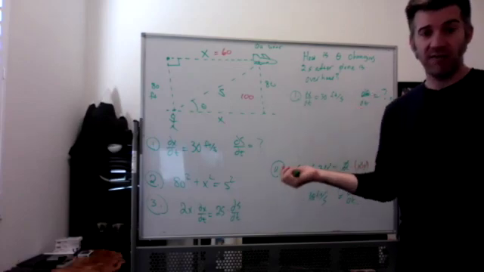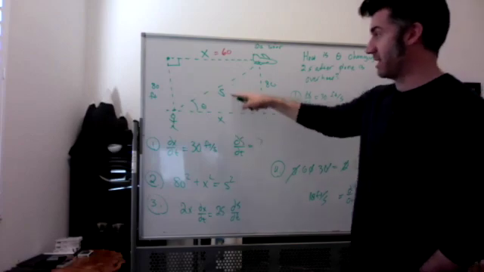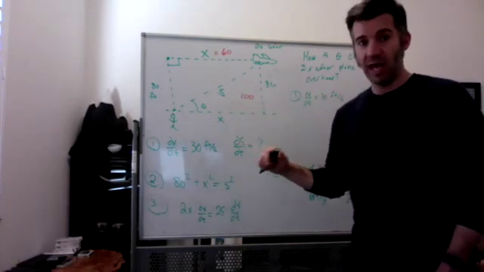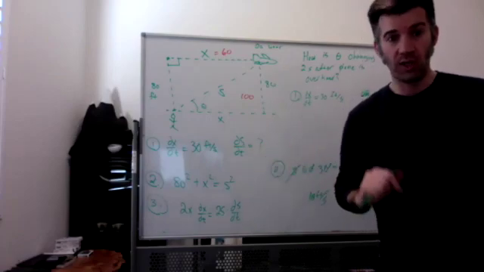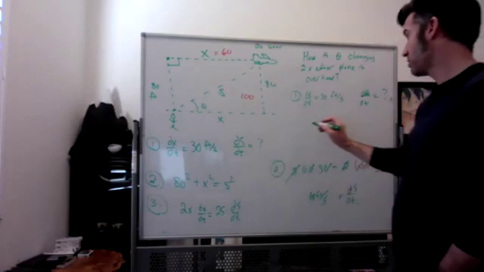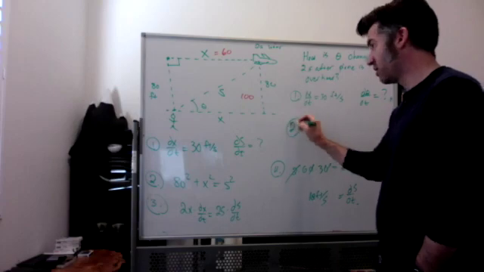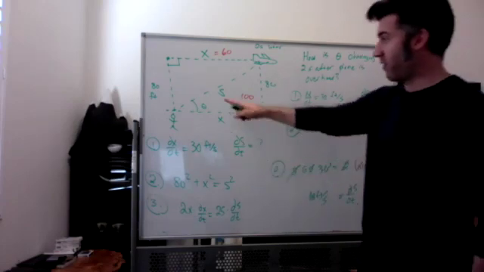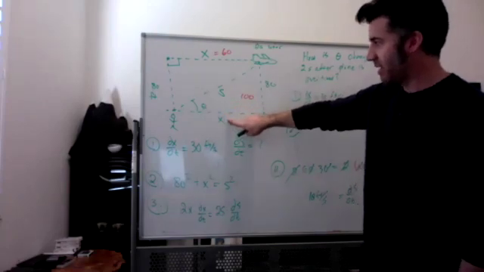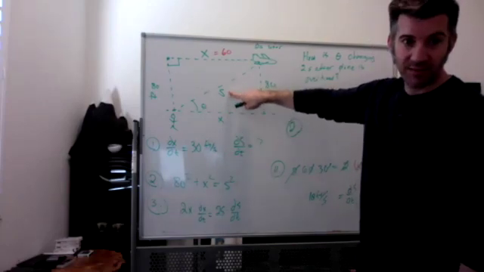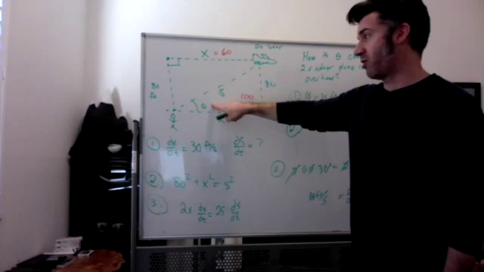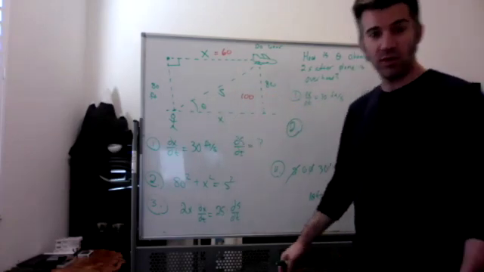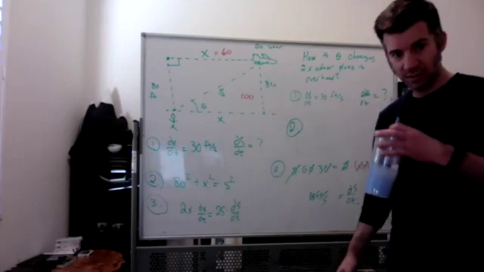So now, instead of needing an equation relating x and s, I need an equation relating x and theta, and preferably only those variables. So let me ask you guys, what trig function could I use that's going to give me theta and x and not s? So theta and preferably these two sides. What trig function is going to be the best?